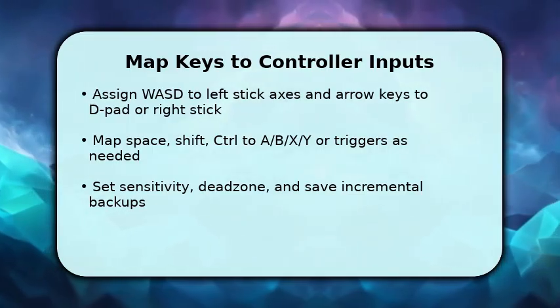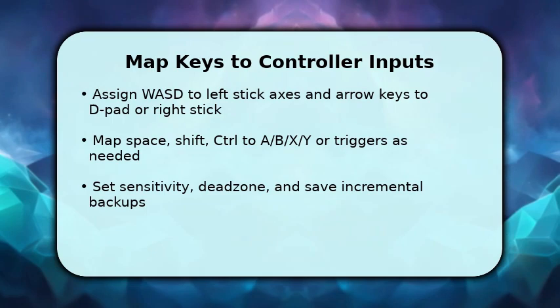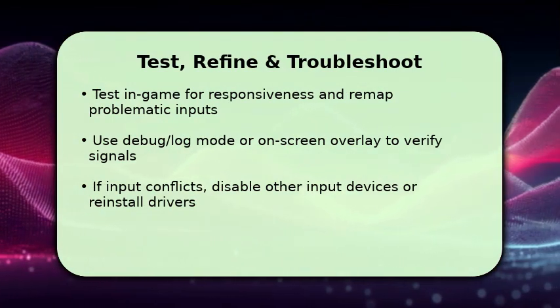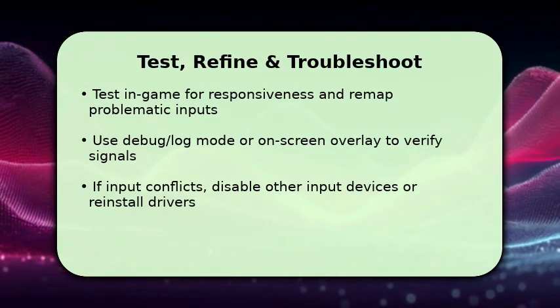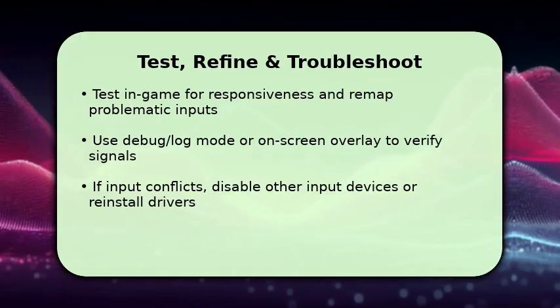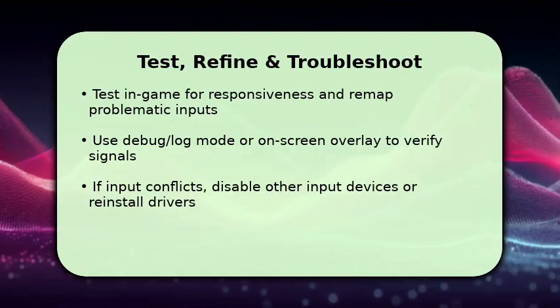You finish by testing and refining the profile in-game. Check responsiveness, latency, and button behavior across typical scenarios. If a control feels wrong, return to the mapper and adjust axis inversion, dead zone, or key assignments. Make small changes and retest.